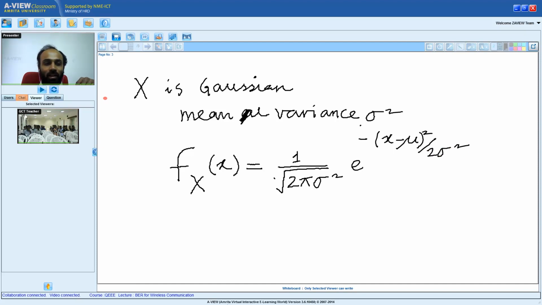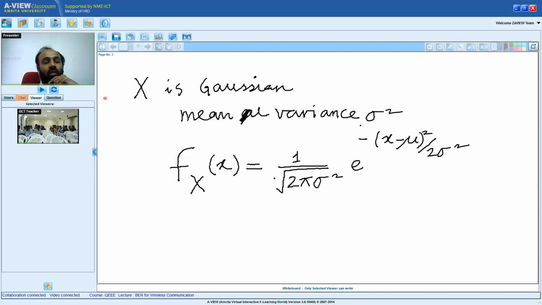Looks like there are some other colleges also that are prompting me. I think everyone knows the Gaussian distribution. BMS College of Engineering and BTKIT, both of you are prompting me. Please respond on chat. Thank you, I already got it. So this is the Gaussian distribution f of x.